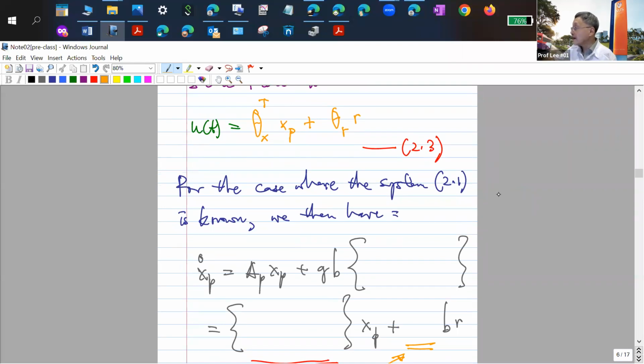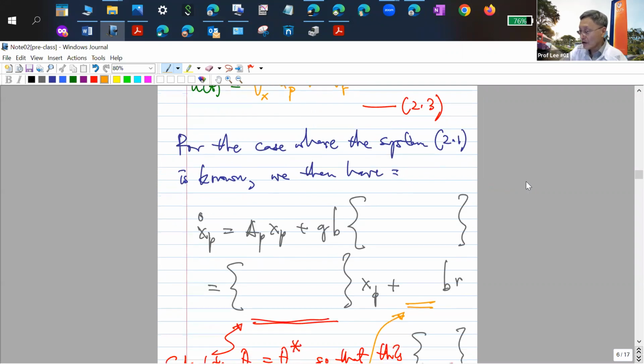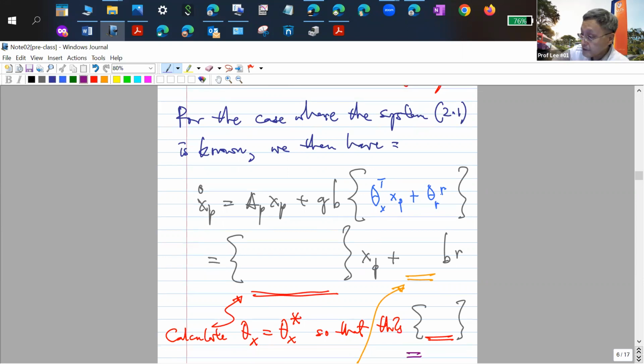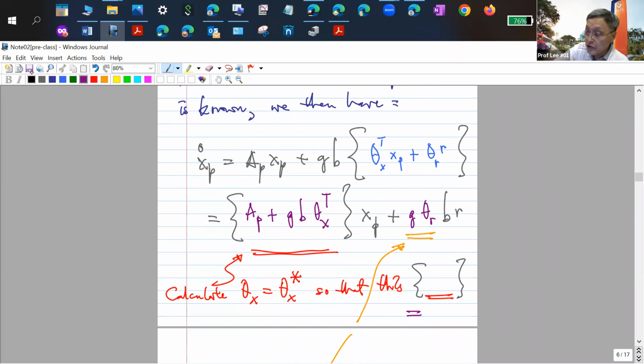That's why we carefully developed the first order methodology, because we are going to use an approach which pretty much parallels the simpler first order. So now what's happening here is that this is my control: theta x transpose xp plus the scaling gain theta r times r. I can always rearrange it. If I rearrange it, this will now look like AP plus G B theta x transpose, and this now will be G times theta R. I ask you to look at this carefully, basically in this structure.